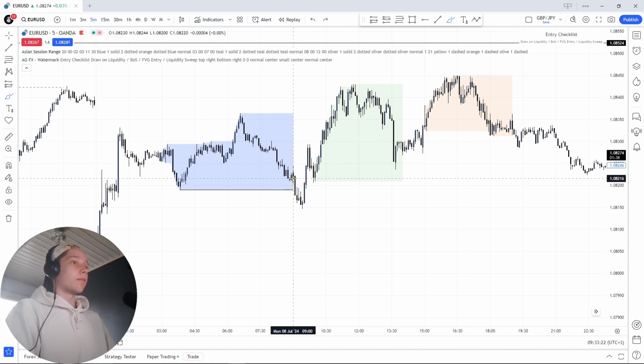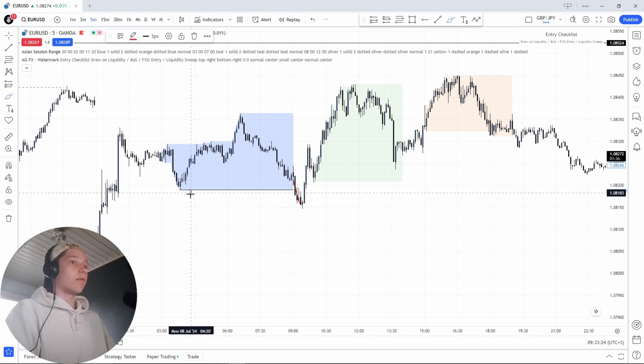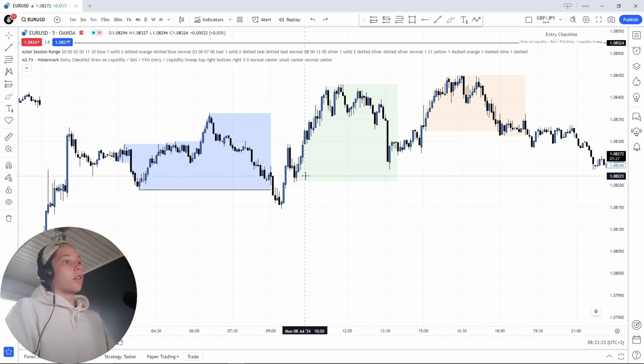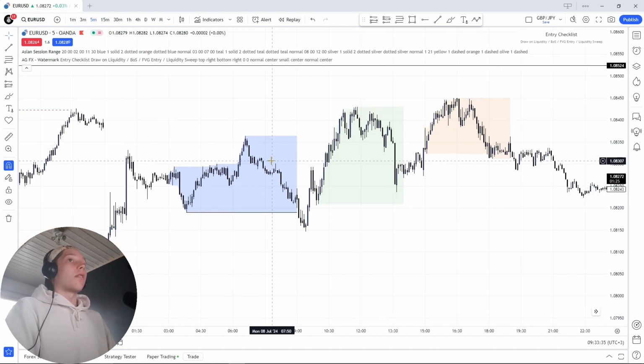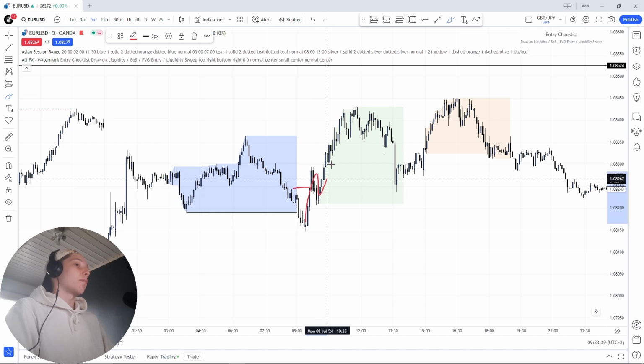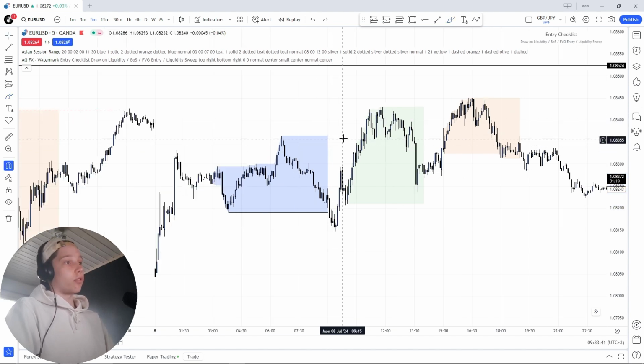So when we take liquidity from the Asia low in London and we are bullish, I'm looking at a breaker structure to the upside and going long. That's my main London play. I usually don't take any other trades in London. If I don't see this pattern playing out, I'm not taking a London trade.